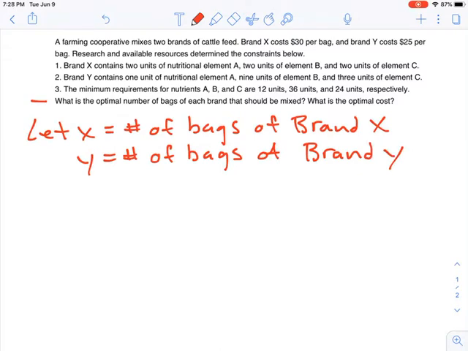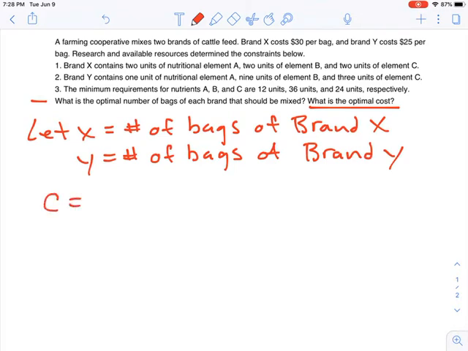So what else do we know? We want to find the optimal cost. Well, when we're dealing with cost, that usually means the minimum cost. Remember, optimal is a term that means either maximal or minimal, maximum or minimum. So with cost, we're usually looking for a minimum cost. And so I'm going to let C be cost.